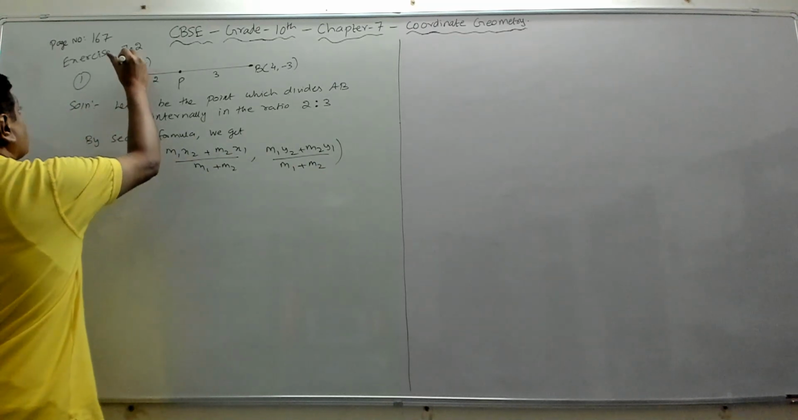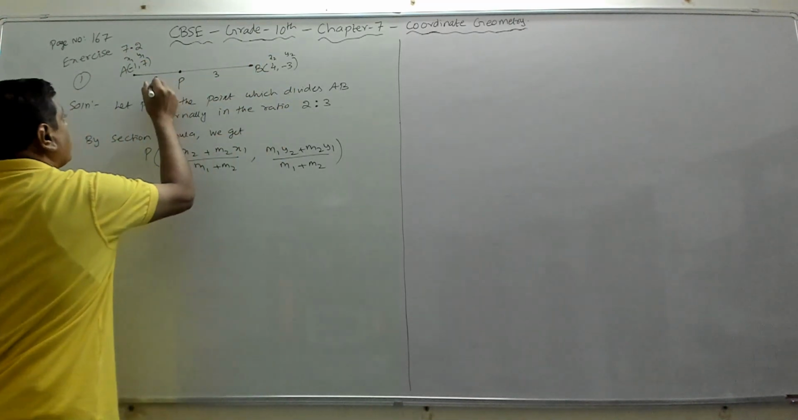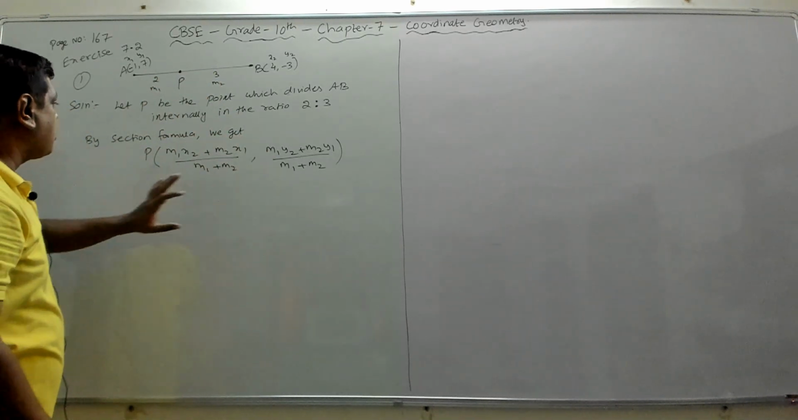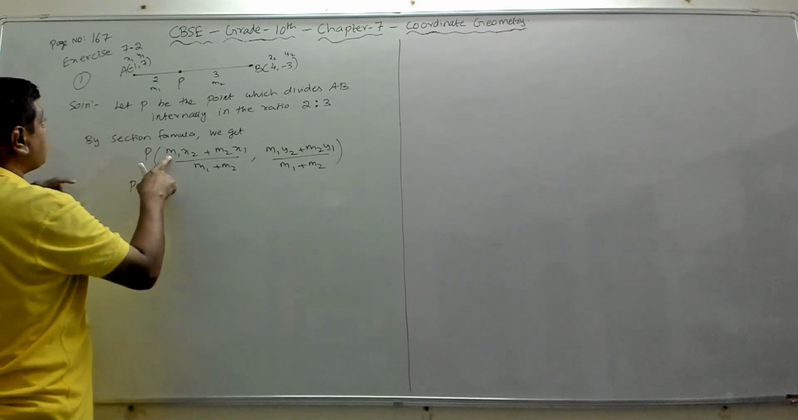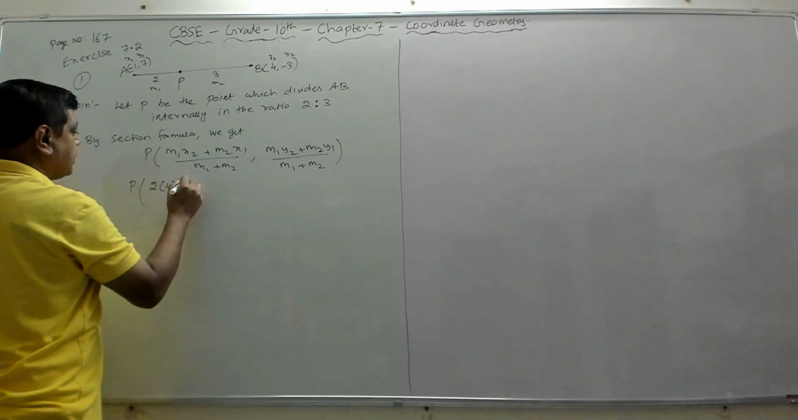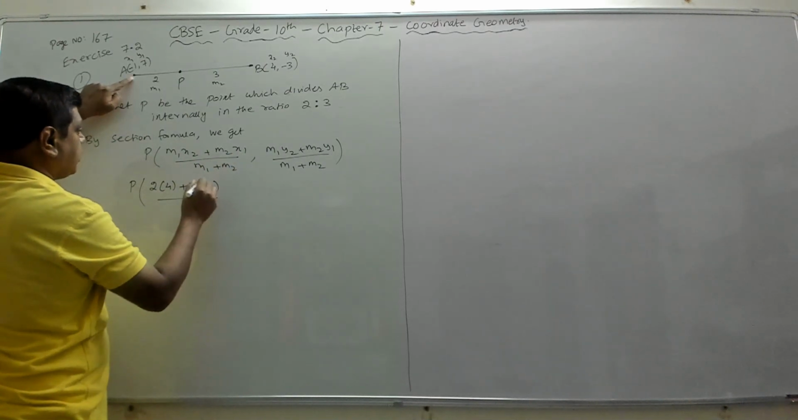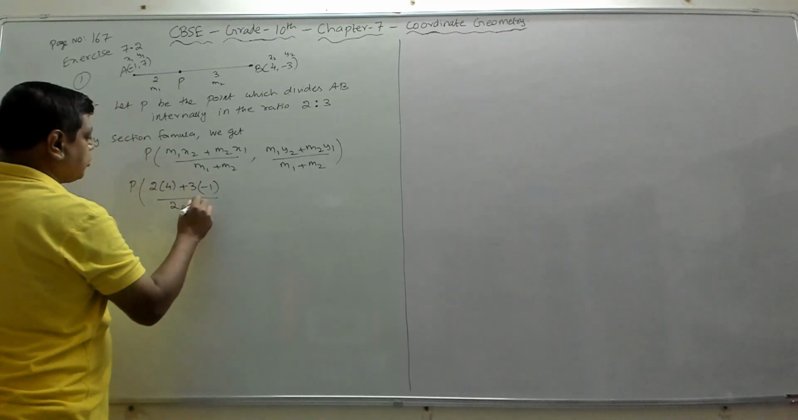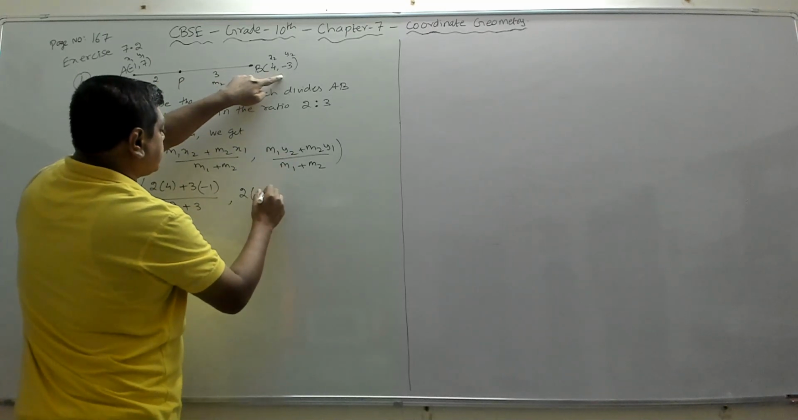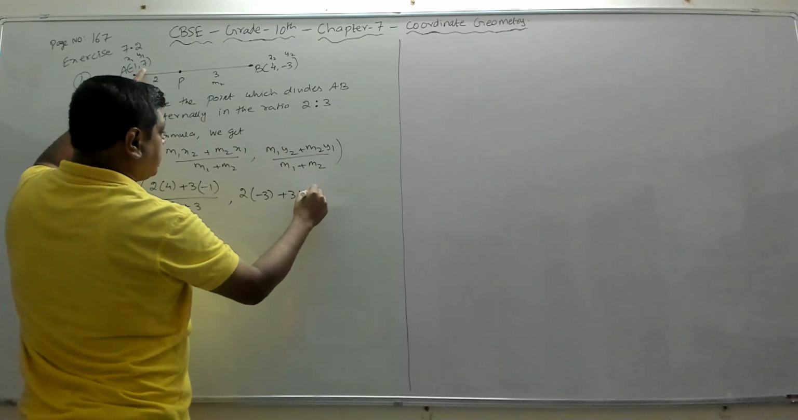So here this is your x1, y1, this is your x2, y2, this is your m1, this is m2. Then we have to substitute all this in this formula. So to get the point P, P becomes m1, m1 is 2 into x2, x2 is 4 plus m2, m2 is 3 into x1, x1 is minus 1 by m1 plus m2, m1 is 2, m2 is 3, comma m1 again 2 into y2, y2 is minus 3 plus m2, m2 is 3 into y1, y1 is 7 by m1 plus m2.